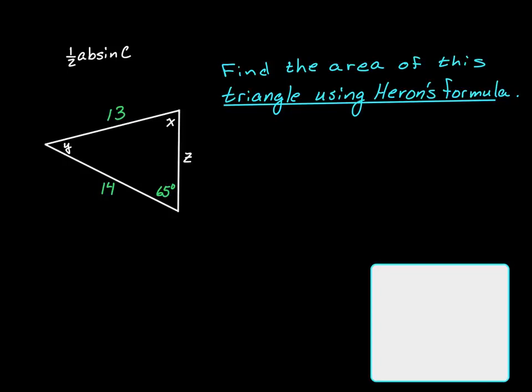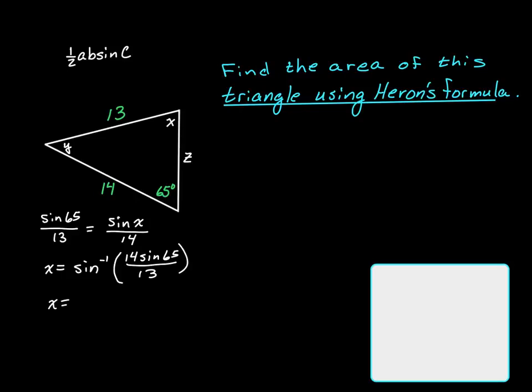All right, so this means the sine of 65 over 13 would equal the sine of angle X over 14, which would give us X is equal to sine inverse of 14 sine 65 over 13, which comes out to 77.4 degrees, because this is an angle.